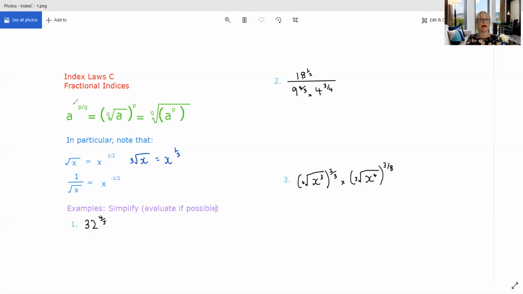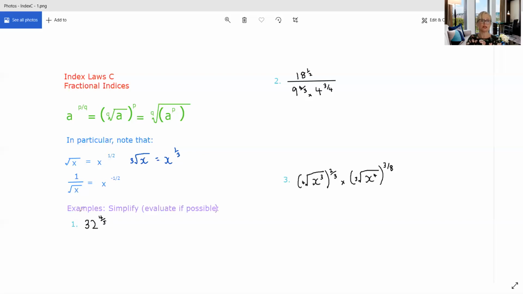Okay, so if you have a to the p over q, you can either take the qth root of a and then raise it to the p, or you can raise it to the p and then take the root. Either way is the same. Doesn't matter which way you do it.